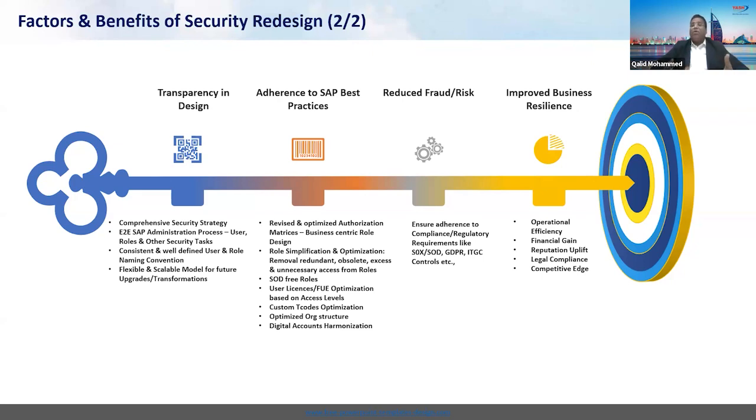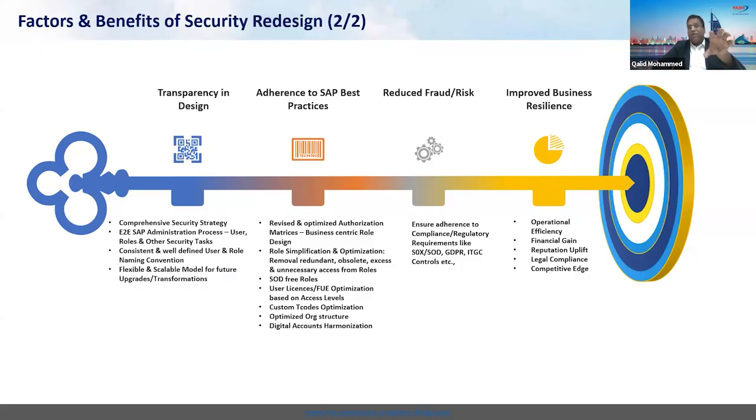Next are the processes: end-to-end user administration processes and role administration processes. All of them have to be tailored to suit the organization's requirements. And then you also have the user and role naming conventions. The model that we are going to suggest and put in as part of the revised design has to be scalable for any future upgrades or conversions, or for any new components and add-ons that will be included in that S4 system. That is the first thing.